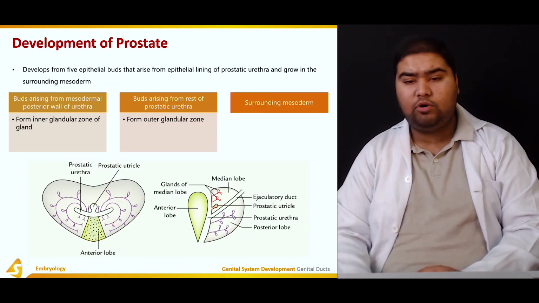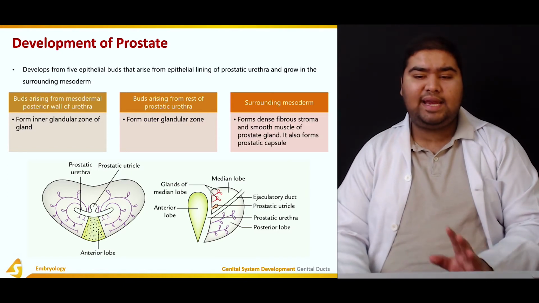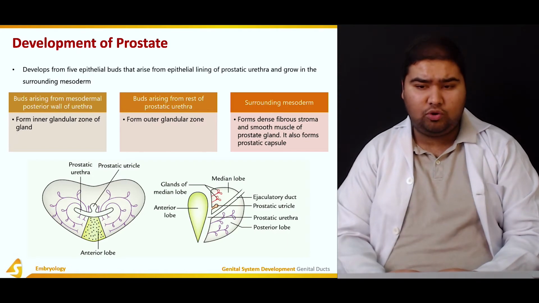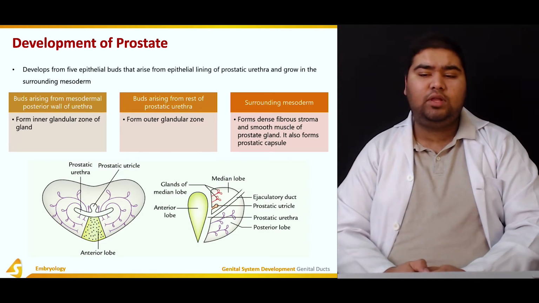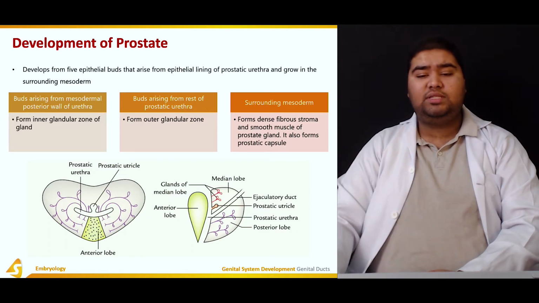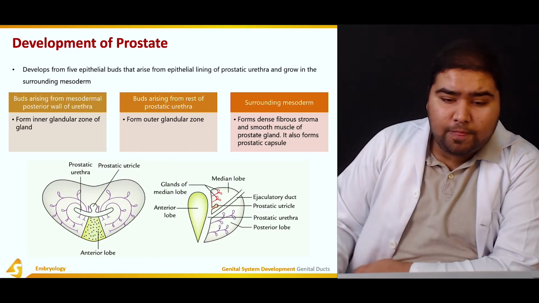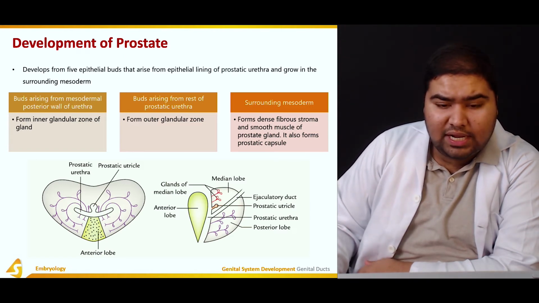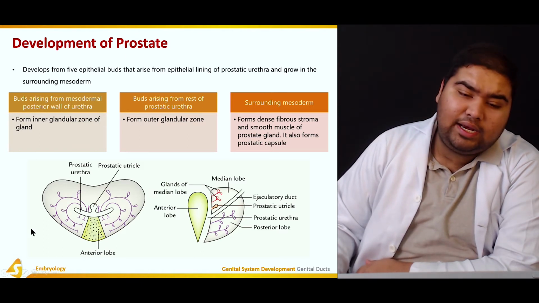Now the surrounding mesoderm forms a dense fibrous stroma and smooth muscles of the prostate gland. It also helps in the formation of the prostatic capsule. So this is the prostatic urethra. This is the prostatic urethra, and this is the prostatic utricle, which helps in the formation of this entire structure.